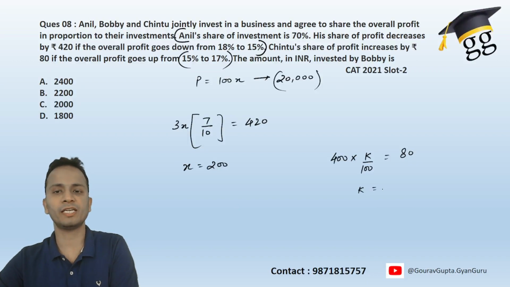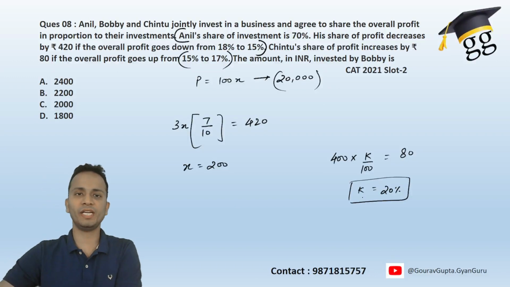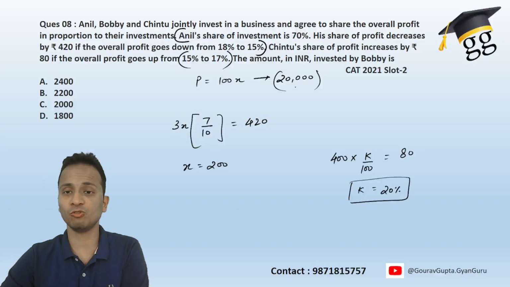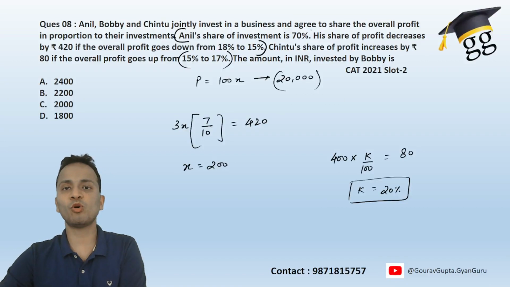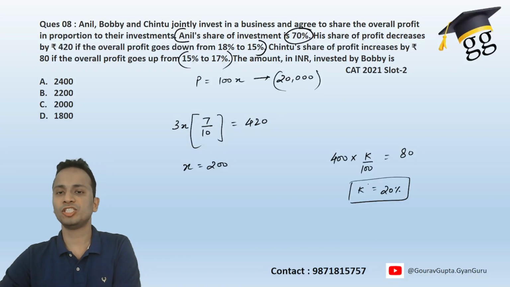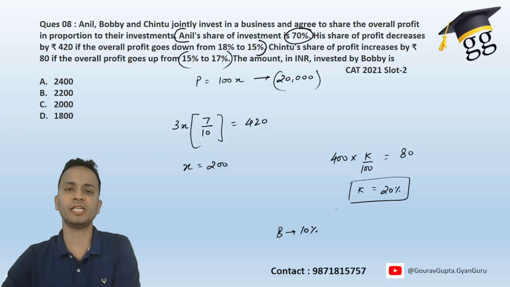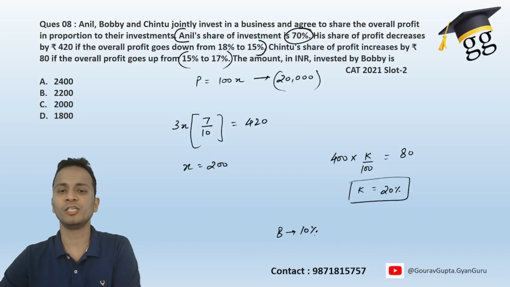So from here we'll get the value of K. The value of K is 20. So you can say that Chintu's share is 20% out of 20,000, right? Now Anil's was 70%, Chintu's is 20%. So the second person, Bobby's share will be 10% of the total investment. Okay, so total investment is 20,000. So B's share will be 10% of this, that is 2,000.